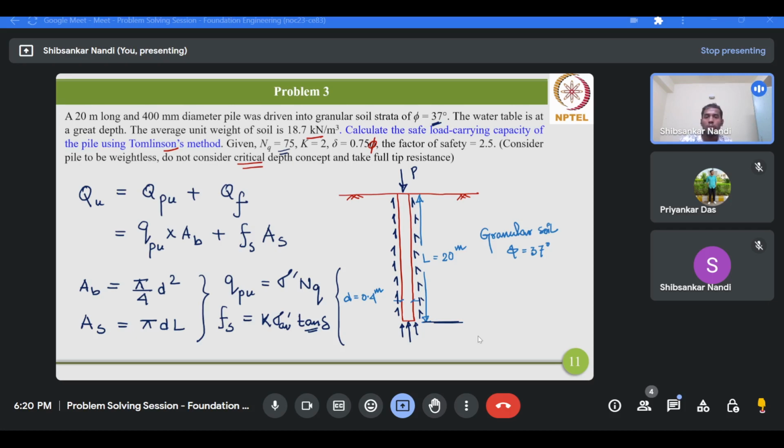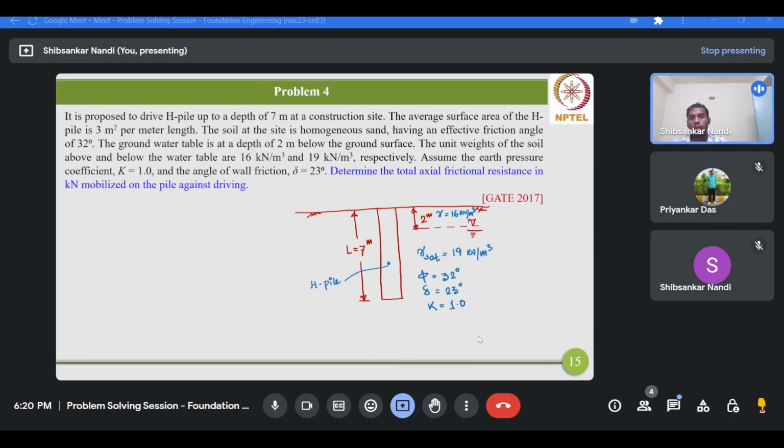Okay. Now coming to the next problem, that is problem 4. This is taken from GATE examination 2017. It's proposed to drive H pile up to a depth of 7 meters at a construction site. The average surface area of the H pile is 3 meters square per meter length. The soil at the site is homogeneous sand having an effective friction angle of 32 degrees. The groundwater table is at a depth of 2 meters below the ground surface, and the unit weights of the soil above and below the water table are 16 kilonewton per meter cube and 19 kilonewton per meter cube respectively.